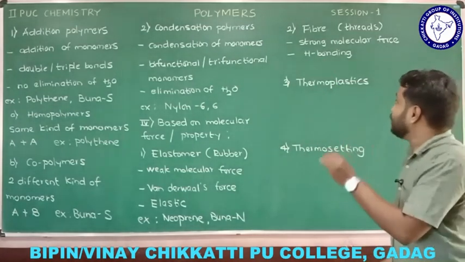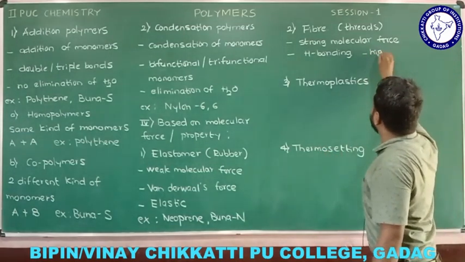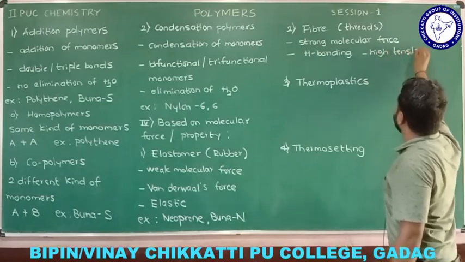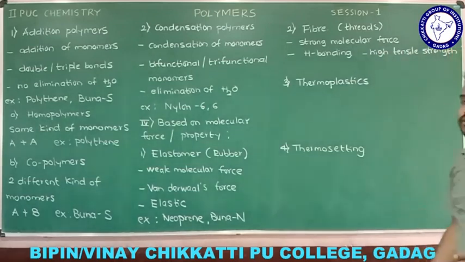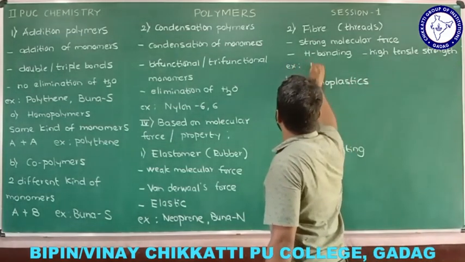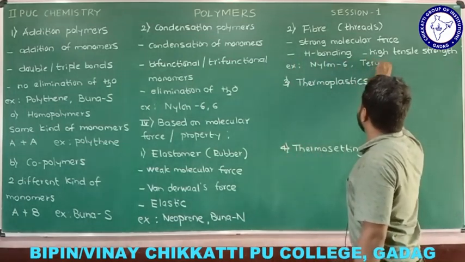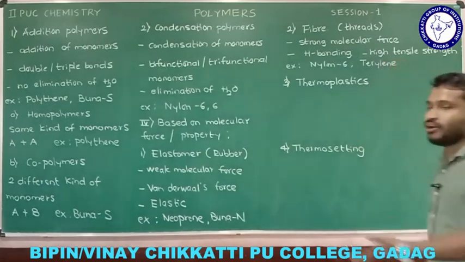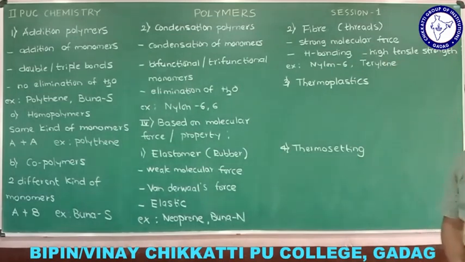So try to know that one, hydrogen bonding is going to be present in case of a fiber, and fiber has a high tensile strength. High tensile strength means it can withstand greater weight or pressure, you can say. High tensile strength you are going to get in case of fiber, and examples I am going to write here: nylon 6 I can consider, and terylene is an example for fiber or a thread. Try to know, strong force of attraction will be present in case of nylon 6 and terylene, therefore they belong to the class we call fiber. Hydrogen bonding will be the molecular force. Try to know about that.